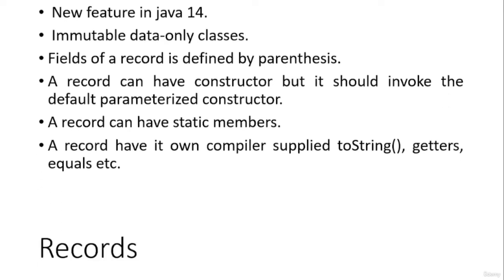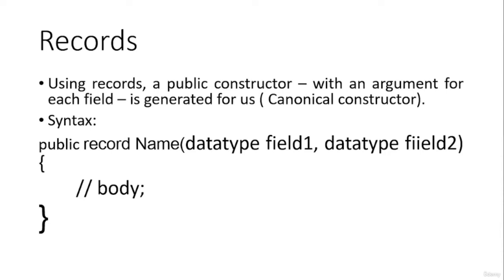Now let us discuss some more features of records. Here is the syntax for declaring records: the record keyword followed by the record name, followed by parentheses in which you declare each field one by one. And records have one more feature, which is that records can have static methods. So you can declare static methods inside a record. And that is it for this theoretical session on records. Now let us see some programs based on records.